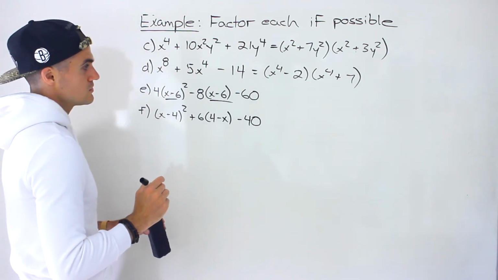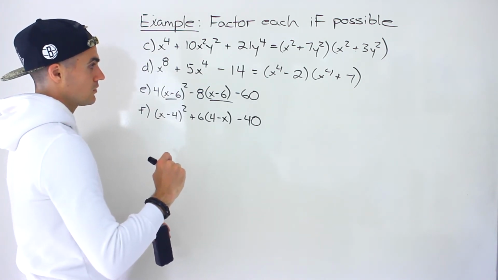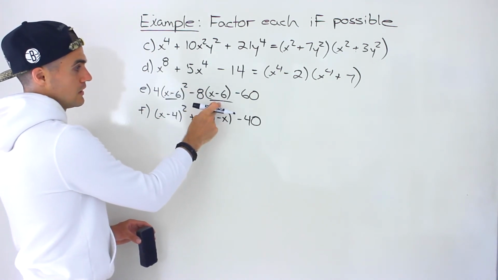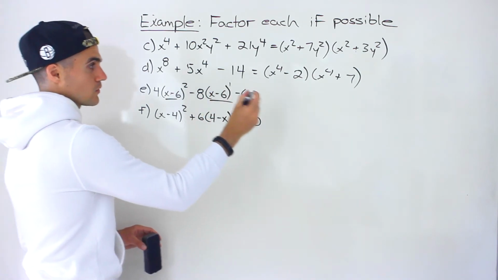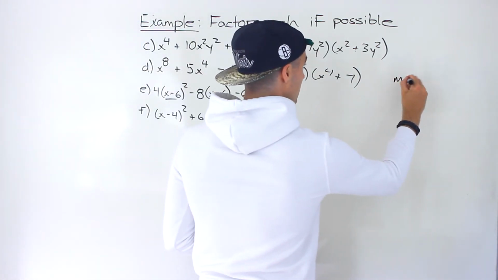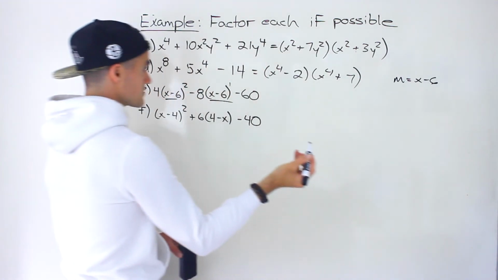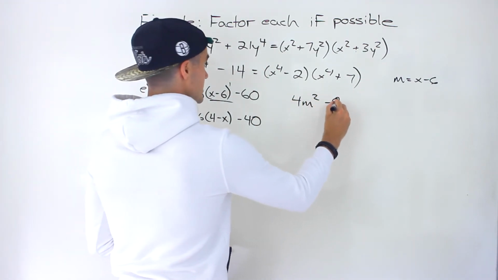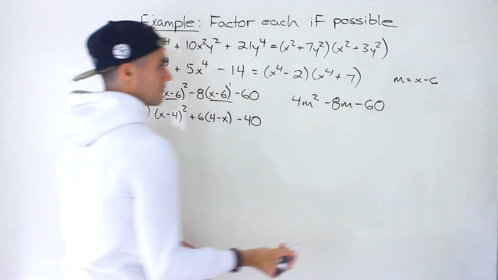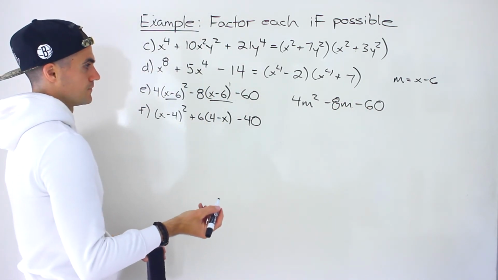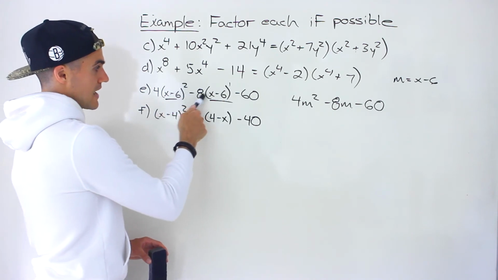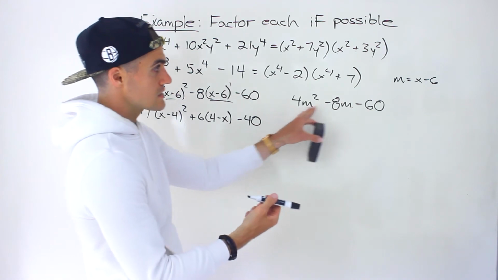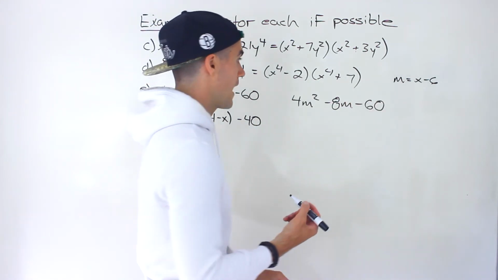So what we can do is we can do another change of variable here because we have this x minus 6 that's common, and this to the power 2. This is just to the power 1. So what I'm going to do is I'm going to let m equal x minus 6 like that. So we'd end up with 4m squared minus 8m minus 60 like that. Right, 4m squared minus 8m minus 60. And then we could factor this, then we could bring back that x variable.